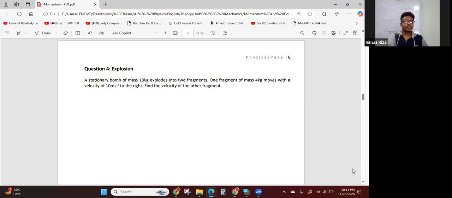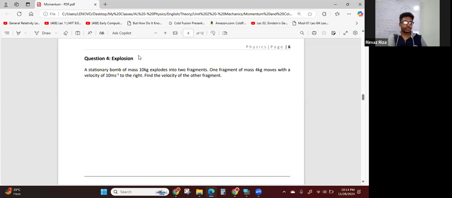Okay, so this next question is an explosion. A stationary bomb of mass 10 kilogram explodes into two fragments. One fragment of mass 4 kilogram moves with a velocity of 10 meters per second to the right. Find the velocity of the other. Okay, I'll give you a couple of minutes to try this question.